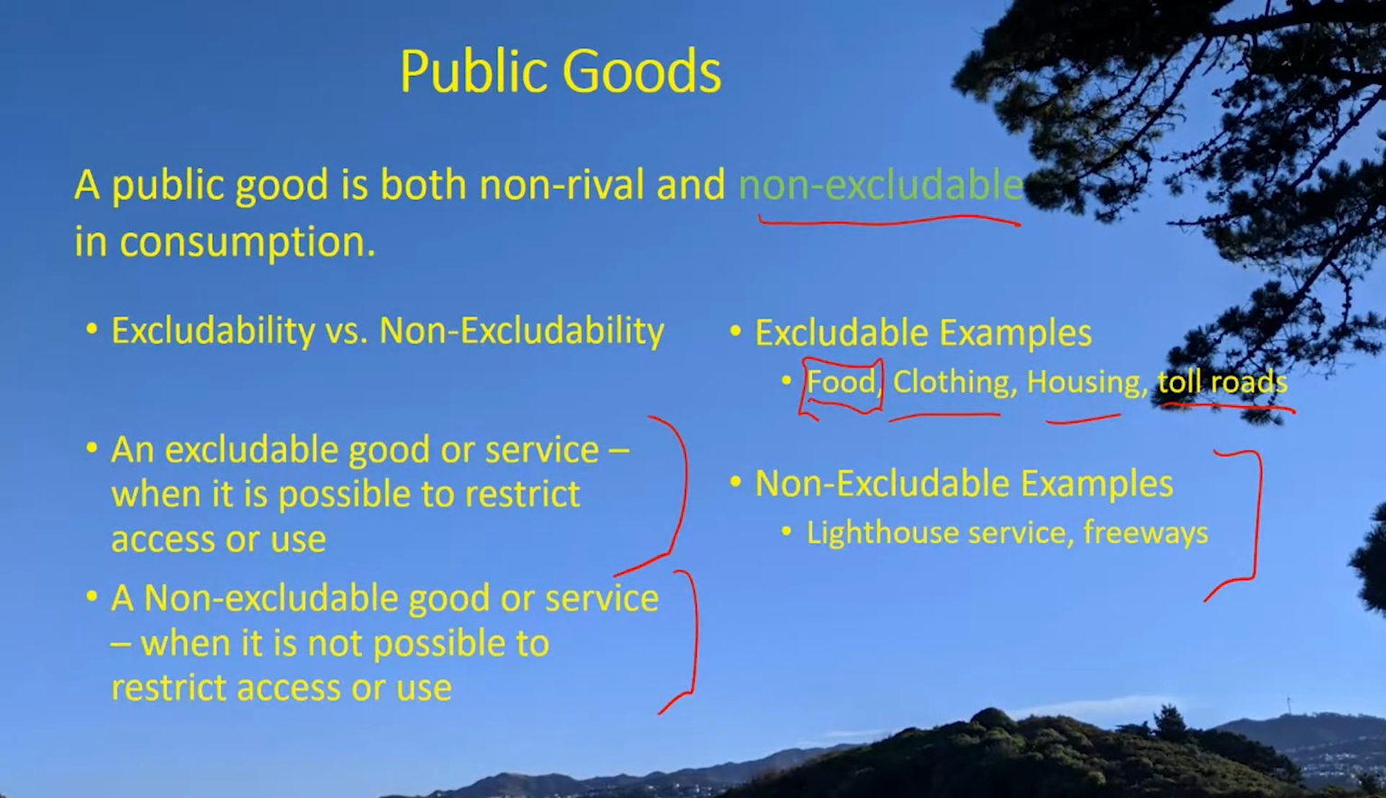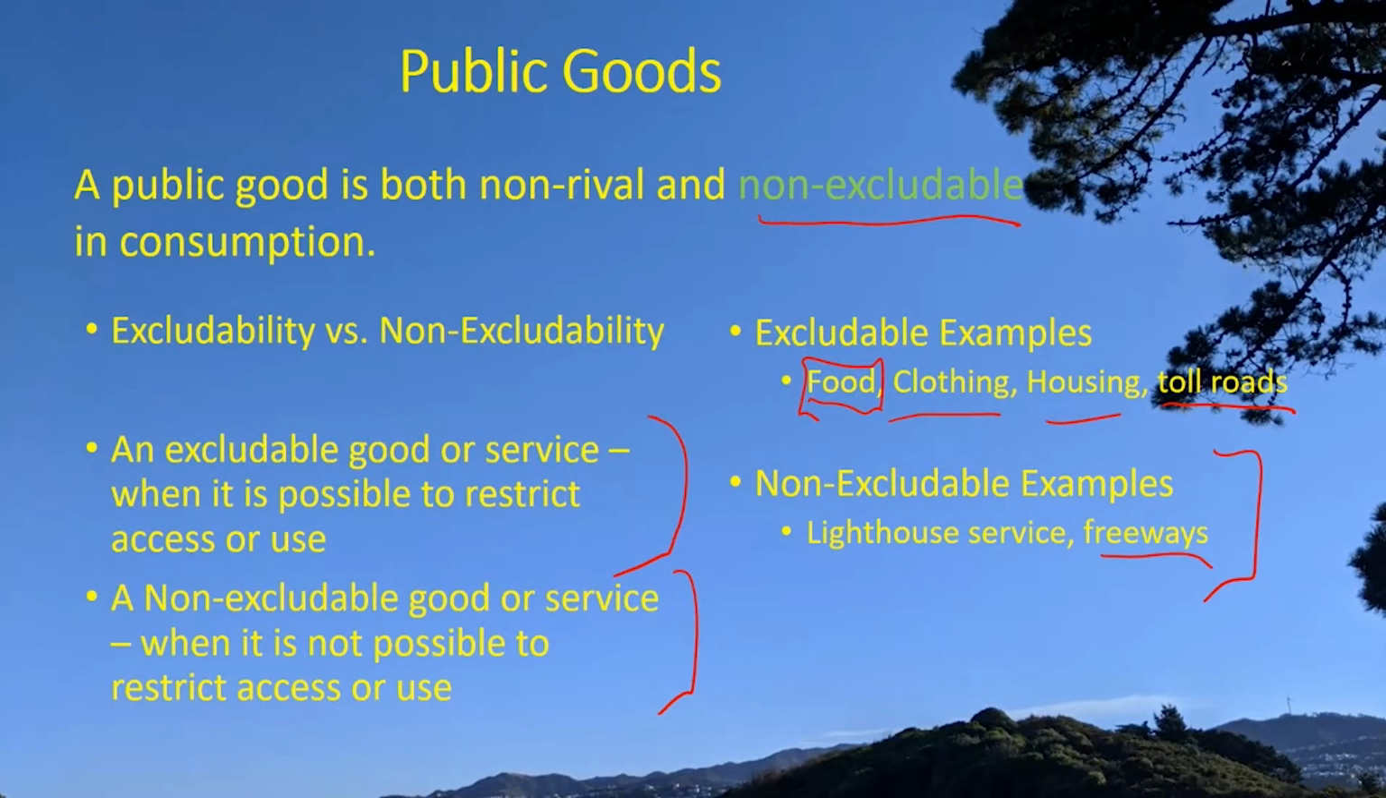How would you go out and monitor ships passing in the night and try to keep track of who's coming by? Once the light is out there and shining to the sea, it's going to be very difficult to keep people that pass by from using that particular light for their own benefit and staying clear of the rocks. Okay, so the lighthouse, it may not be impossible, but it's very difficult to exclude people from using the service once it's provided out there.